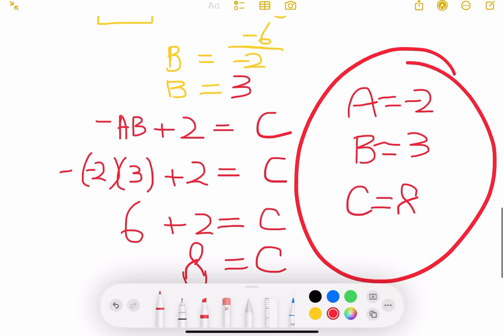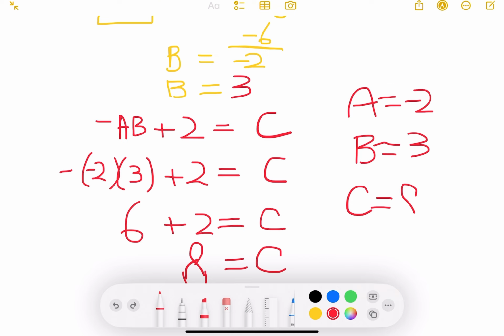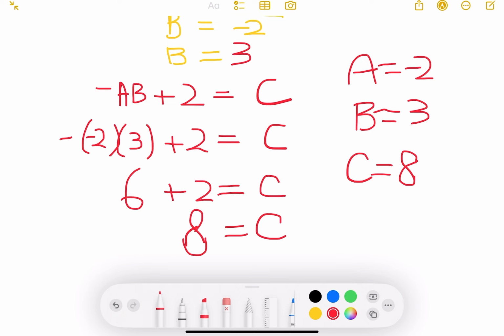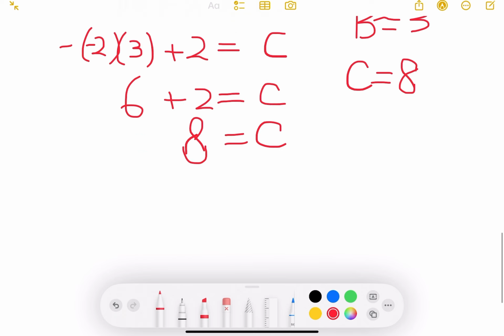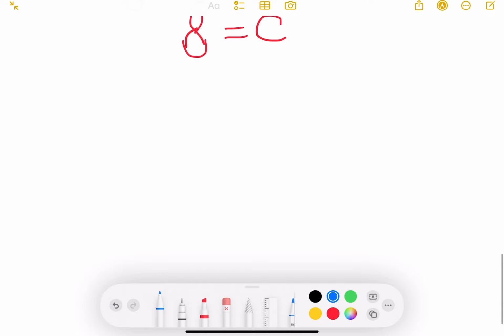In the end, write it this way because it helps the marker understand nicely that you know all of them. It's easier to mark too. So hopefully you understood this question. Now let me try another question.